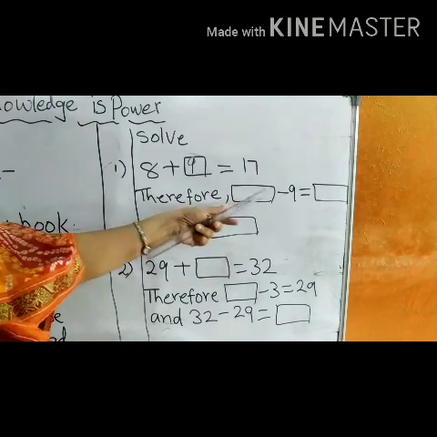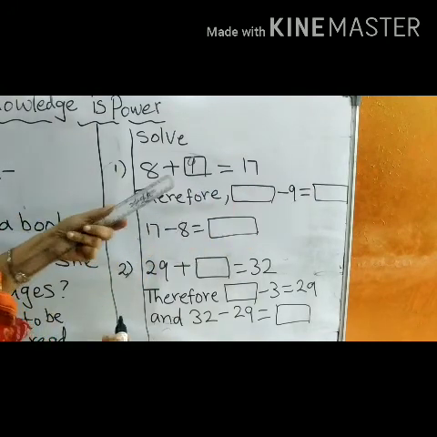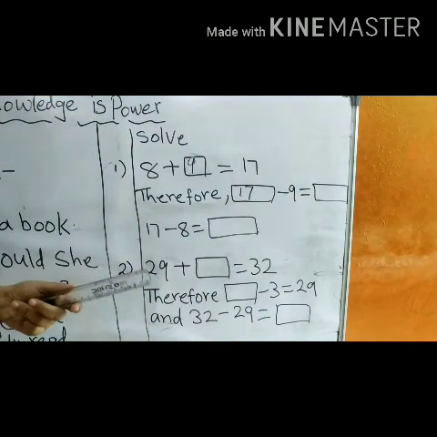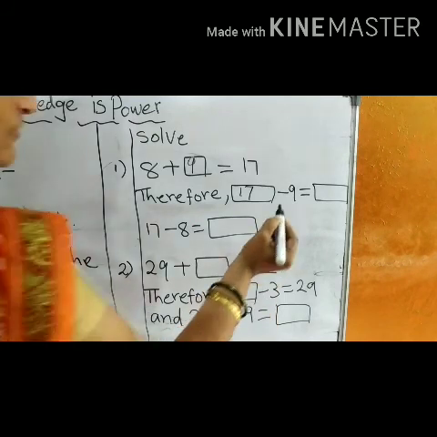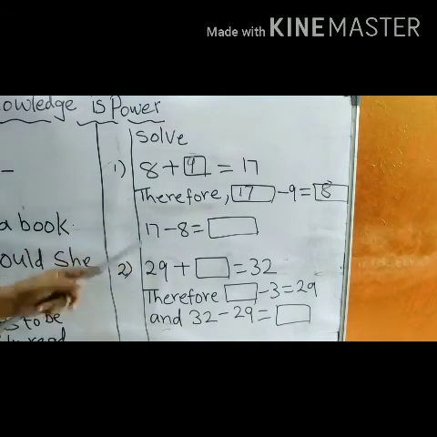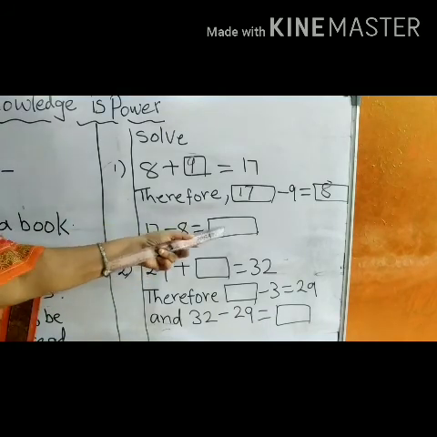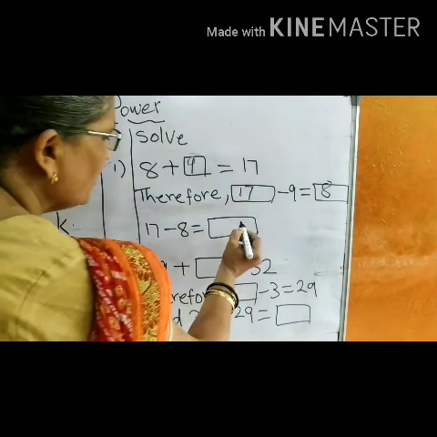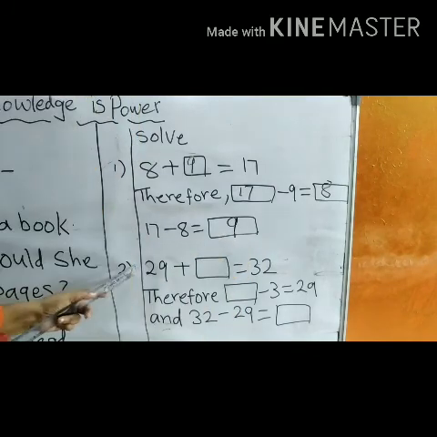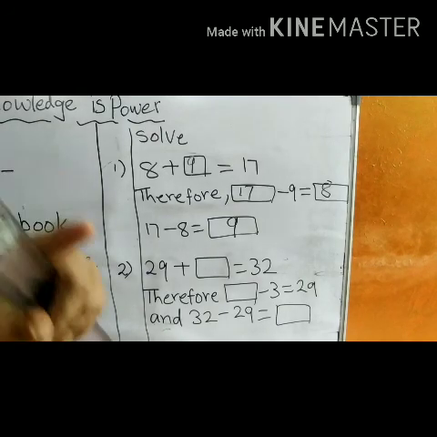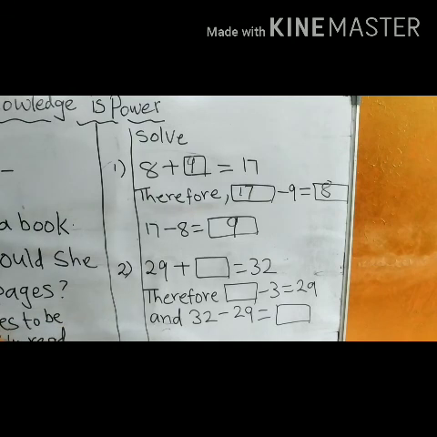Therefore, box minus 9 is equal to how much? So what will you do? 17 minus 9 is equal to what, children? Come on, tell. It will be 8. Followed, all of you? Same way over here also. 17 minus 8, what answer will you get? 9. Isn't it? So, using this method, you are all going to solve the next sum also. Did you understand, all of you? Okay. Now, one more thing. You are all going to copy this in your notebook also.